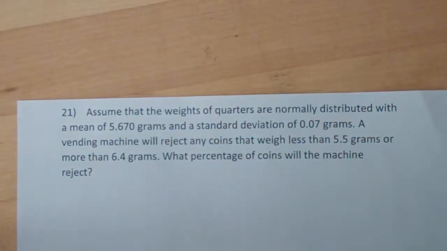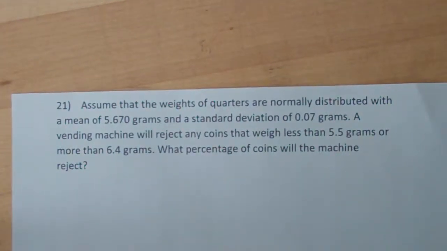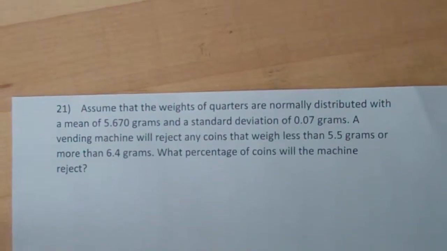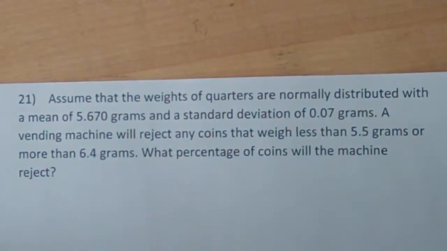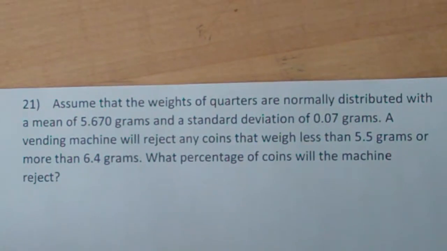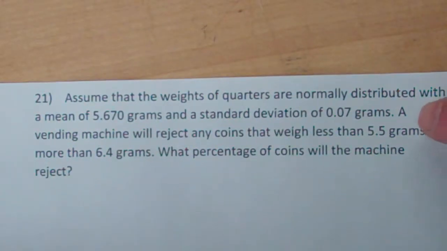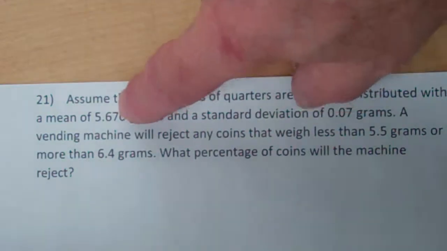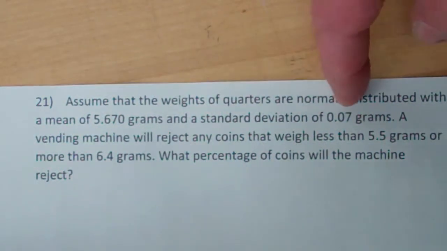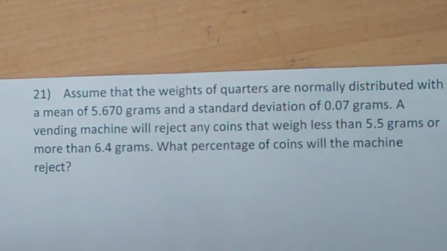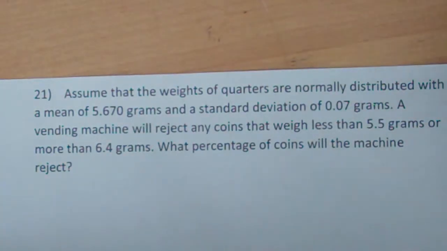So we're trying to find the weights, what percent of quarters will get rejected by this machine if it has a mean of 5.67 grams and a standard deviation of 0.07. So the first thing we have to do is make a normal curve sketch.